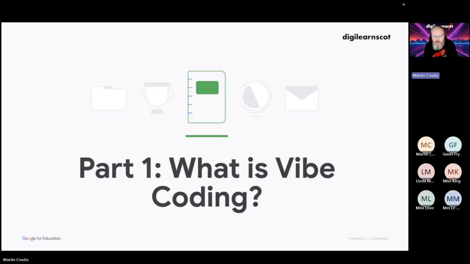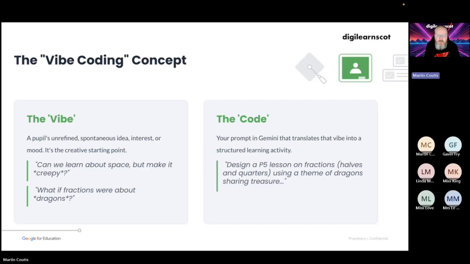And that's what a vibe code is, creating something based on a feeling. It's an idea that you bring to life. It's something that is a starting point. I want to teach maths, but I want to learn about it as if the fractions were about dragons, or I want to learn about space, but I want to make it creepy. So again, the prompt becomes the vibe that we turn into the activity.